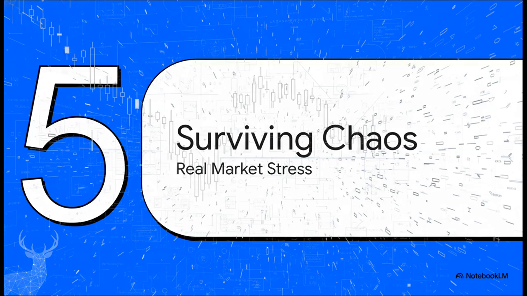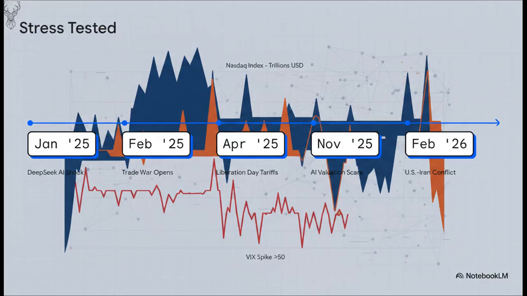Section 5. Surviving real market chaos. So the developers really stress-tested this system through some incredibly violent historical market shocks. Look at this timeline right here.